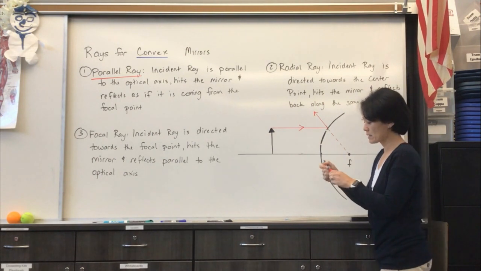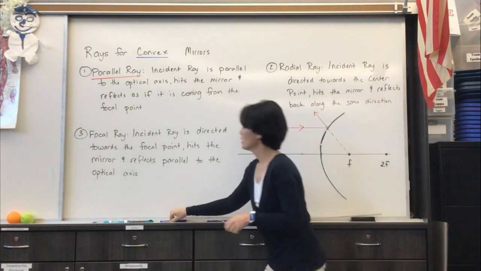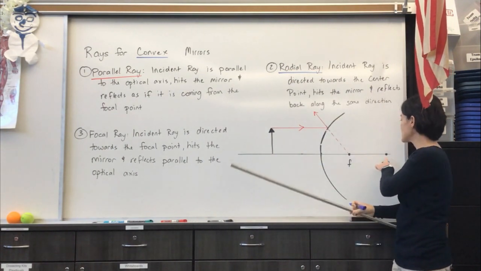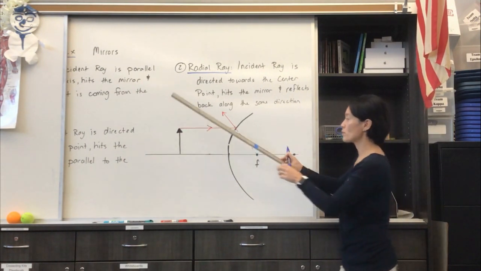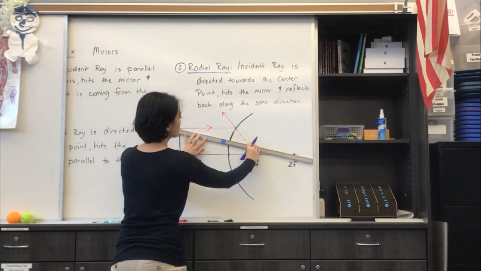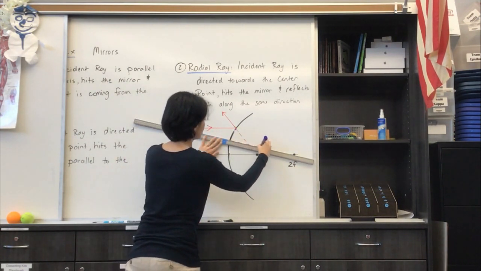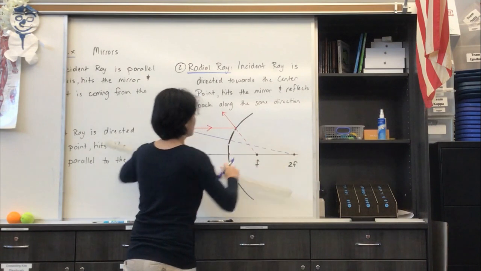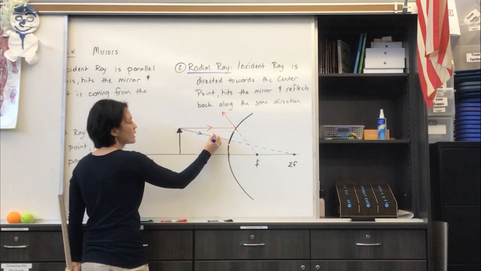The next ray is the radial ray. Marker trouble. The radial ray. And this one is directed as if it's going to pass through this center point, this 2F point. So I'm going to line it up with that point. Okay, so you can kind of see it's lined up as if it's going to pass that point, and it's going to reflect back along that same direction.